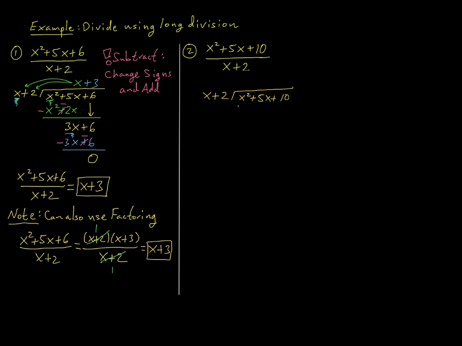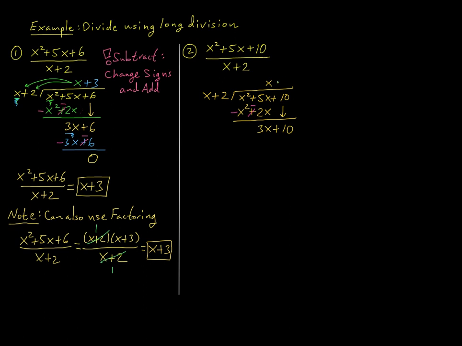So this problem starts out in pretty much the same way because I still have x squared and 5x. It's just the 10 that's different. So x goes into x squared x times, and I'll put the x over the x term of the dividend, and then x times x is x squared, plus x times 2 is 2x. And then we subtract by just changing signs and adding. And so the x squareds will drop out, and I get 5x plus a negative 2x, and that's a 3x. Carry the 10.